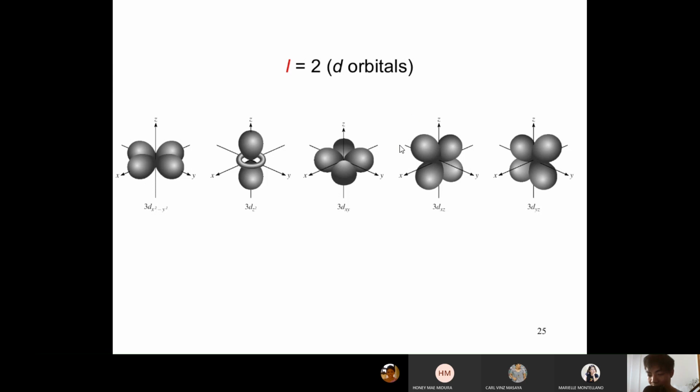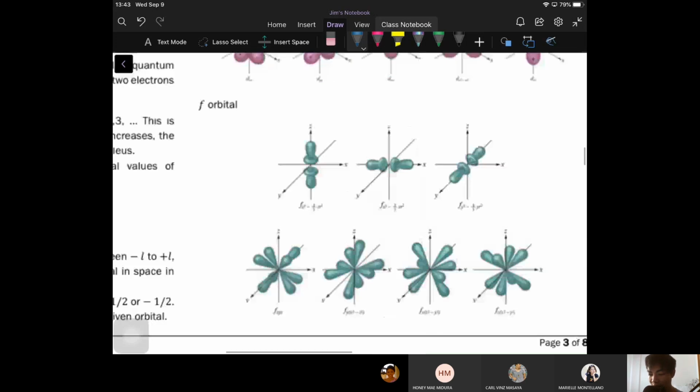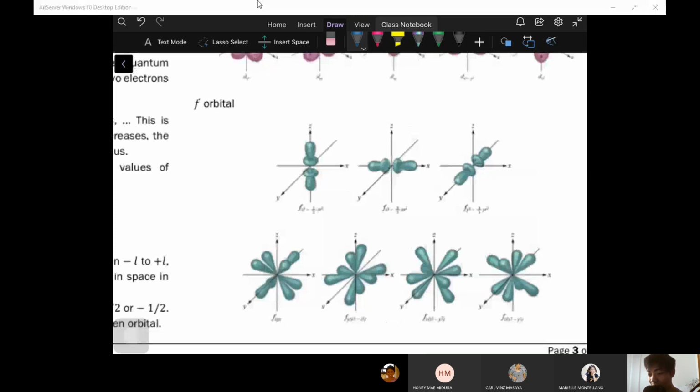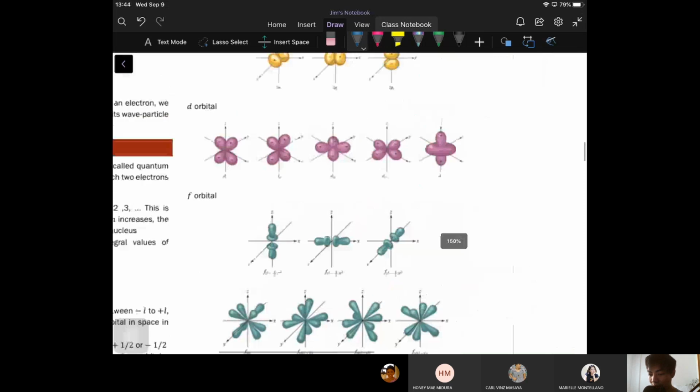Sir, yung f orbital, ano itsura? Balik tayo dito. Alam ko dito yung f orbital eh. Ayan. So, yan yung f orbital. It can produce 7 different shapes na, all oriented at different axes na. Iba-iba sila ng location. Meron sa z, meron sa x, meron sa y, and everything in between na. So, yun lang yung idea na.